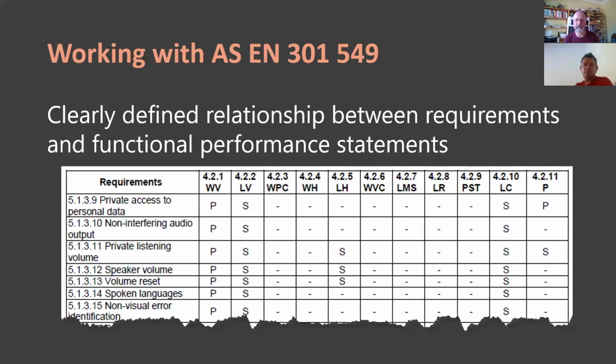And in that table then they indicate what is a primary relationship, the requirement that supports the functional performance, and they also talk about the secondary relationship where it partially supports. That means that they're giving two ways of looking at it. You really want to make sure that you're meeting those primary relationships, but it allows you to look at the partial support as well to get the best product.